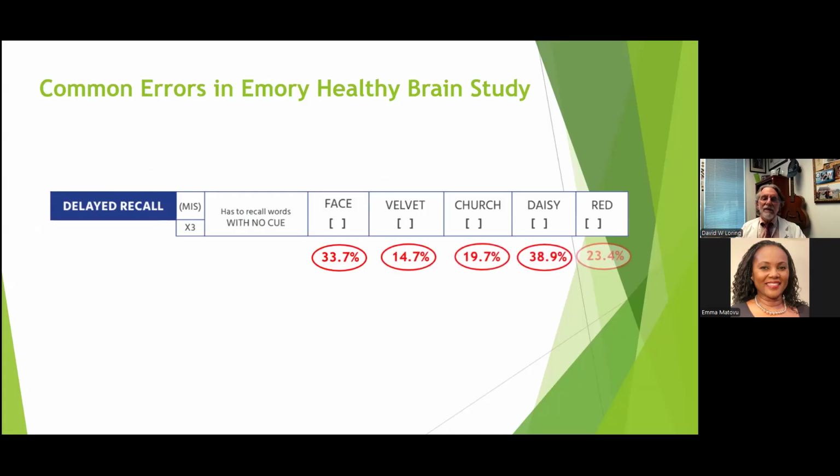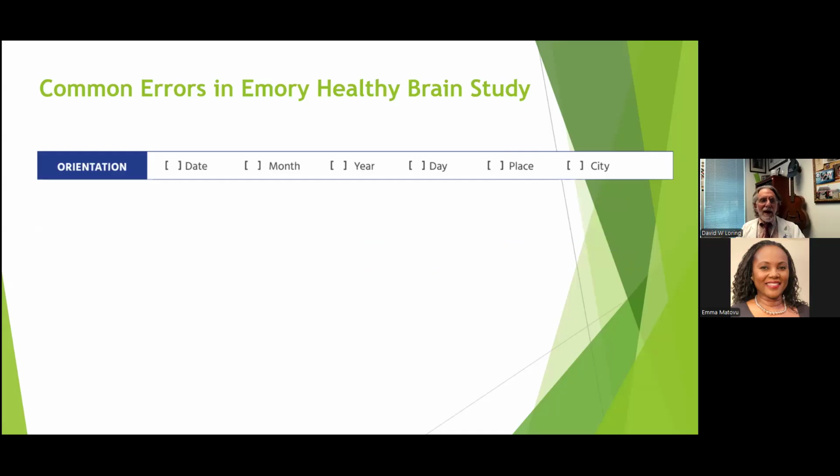Go down the line. It's not surprising at all that many people have failure to spontaneously recall at least one element. So this demonstrates a pretty high error rate, I guess, across all of the different elements. When we go to the last part of the MoCA, the orientation items, date is the highest error rate.